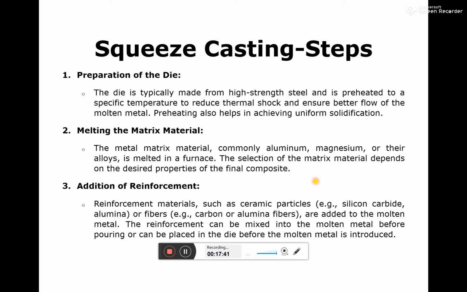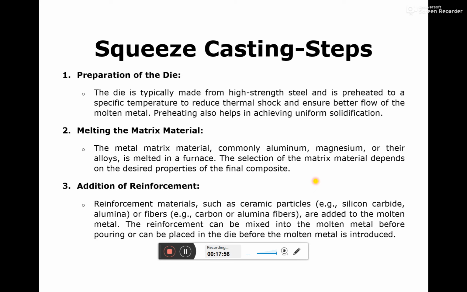Okay. The next process is the squeeze casting process. This squeeze casting process is somewhat of an extension of the stir casting process.